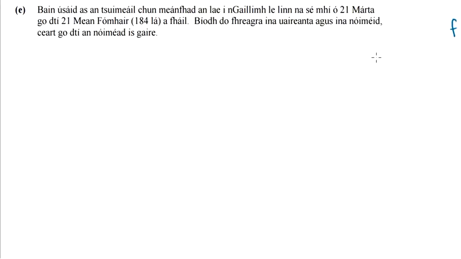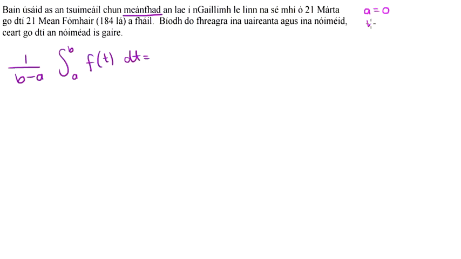And on to the last part. Use integration to find the average length of the day in Galway over the 6 months from March 21st to September 21st, 184 days. Give your answer in hours and minutes, correct to the nearest minute. So if we're looking for the average value of the function, we're using 1 over b minus a, and we're integrating over the interval from a to b, f of t in terms of t. So they've given us an interval of 184 days, so a is going to be 0 and b is going to be 184.